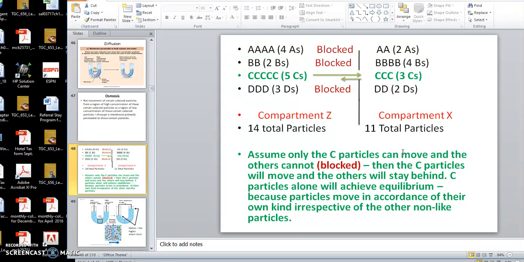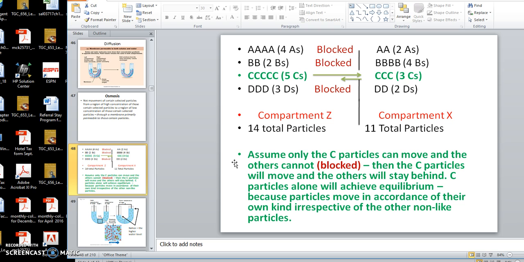Now remember, particles look at their own kind. Because of that, they really don't care about the others that can't move. Each particle kind is looking at its own kind. So if some are blocked, that's of no concern to those that can move. So assume that the C particles can move and the others cannot. Then the C particles will move from high concentration to low, and not even think about the other particles.